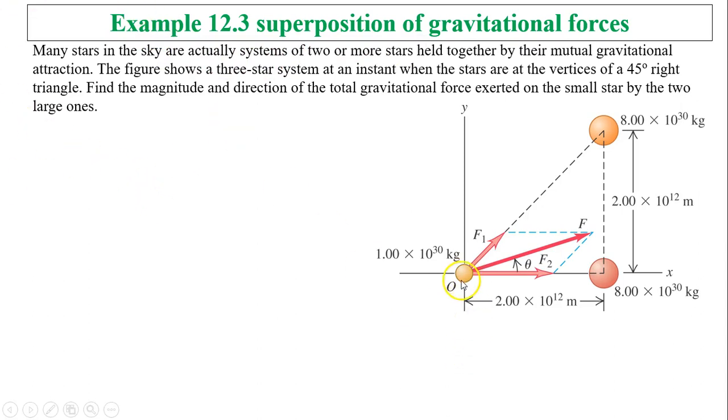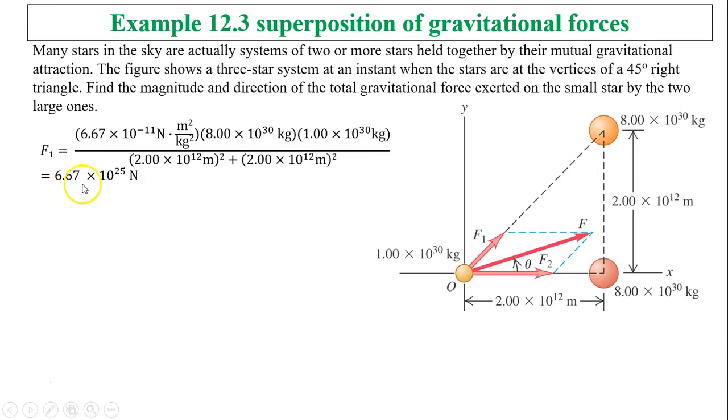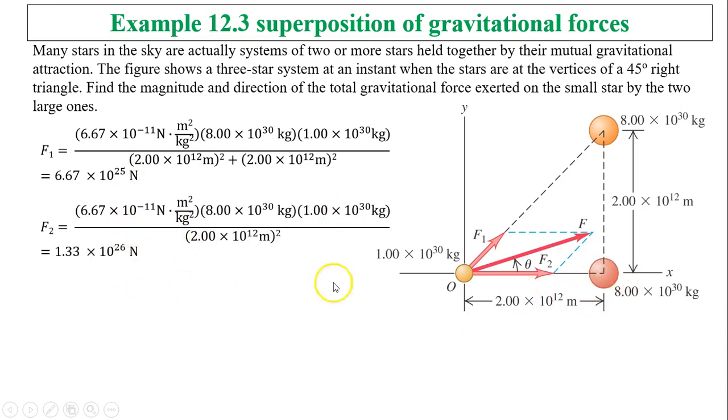F1 equals G times small mass times large mass over r squared. This r is the hypotenuse, so it's 2 times 10 to the 12 squared plus another 2 times 10 to the 12 squared. And you have 6.67 times 10 to the 25 newtons. To find the force by the lower star, we use the same thing, except in this case the distance between the two is just 2 times 10 to the 12 meters squared. So this force is bigger because the distance is smaller.